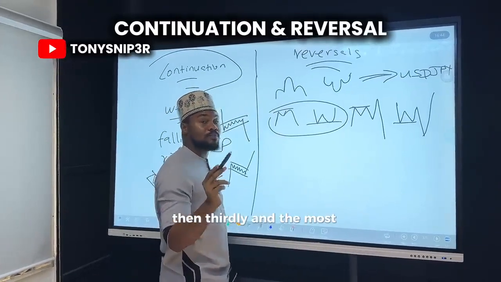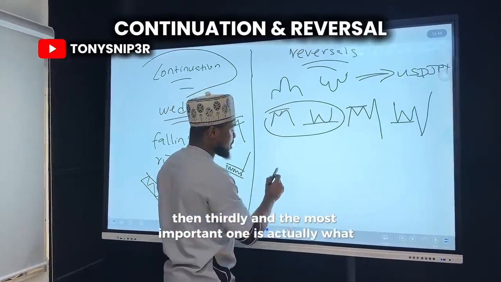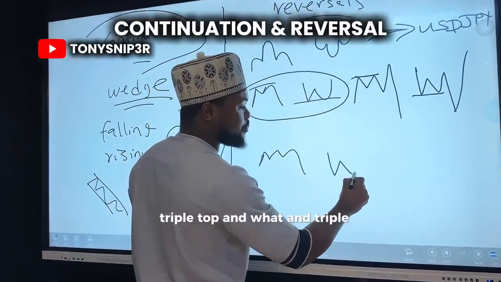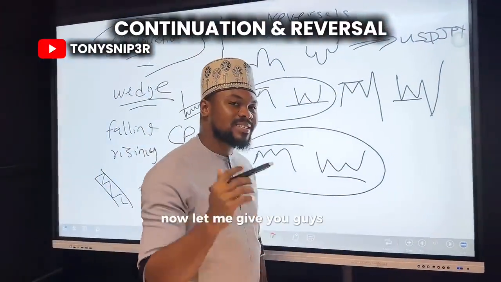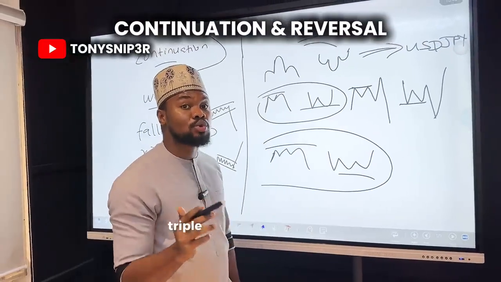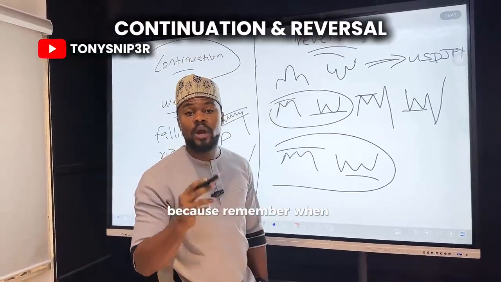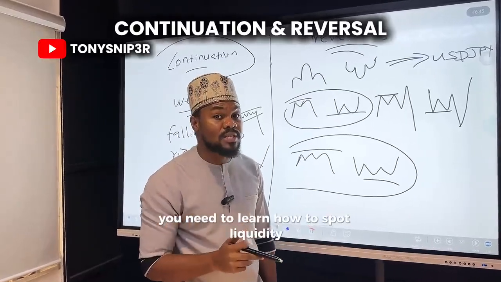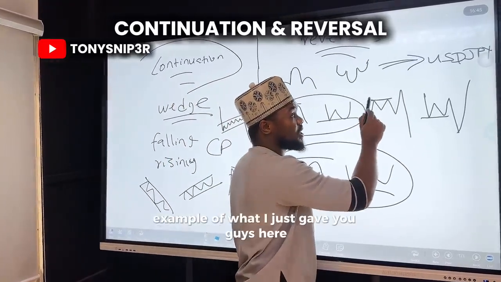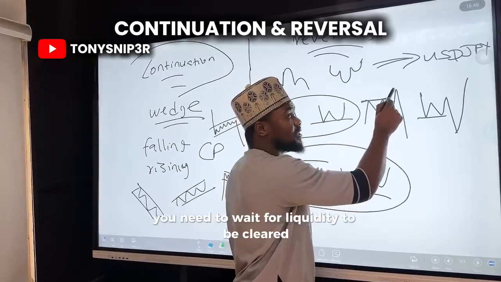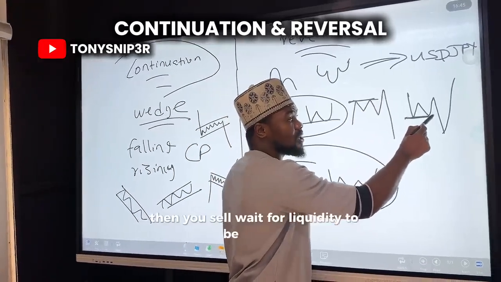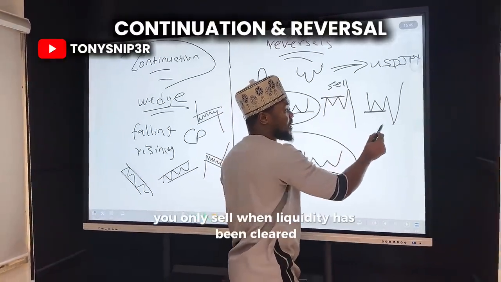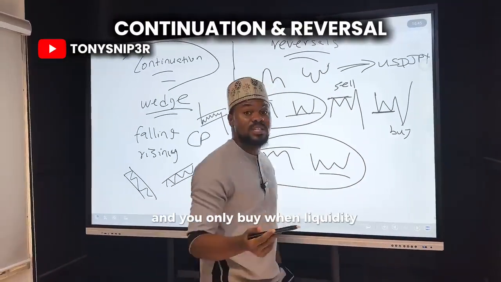Then thirdly, and the most important one, is the triple top and triple bottom. Now, let me give you the smart way to spot triple top and triple bottom. Because remember, when it comes to reading market structure, you need to learn how to spot liquidity. Example of what I just gave you here: you need to wait for the liquidity to be cleared, then you sell. Wait for the liquidity to be cleared, then you buy. Do you understand? You only sell when liquidity has been cleared, and you only buy when liquidity has been cleared.